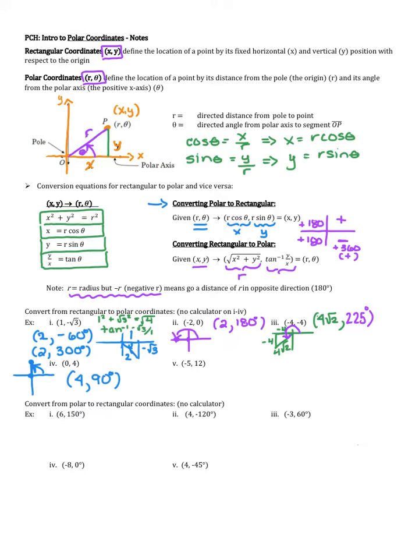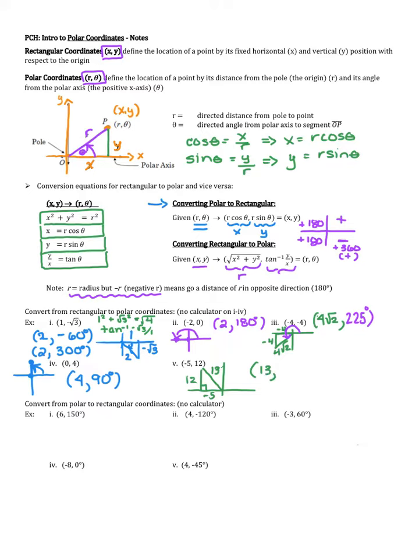Now this one you will need a calculator for because it's not one of our special triangles. It is a nice triple though. So we're going to go negative 5, 12. And so this would be our triangle. So this will be a 5, 12, 13 triangle. Or you can do your Pythagorean theorem, 5 squared plus 12 squared. So we know that my radius is going to be 13.